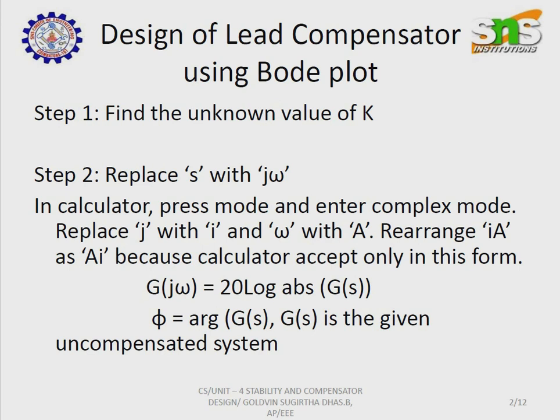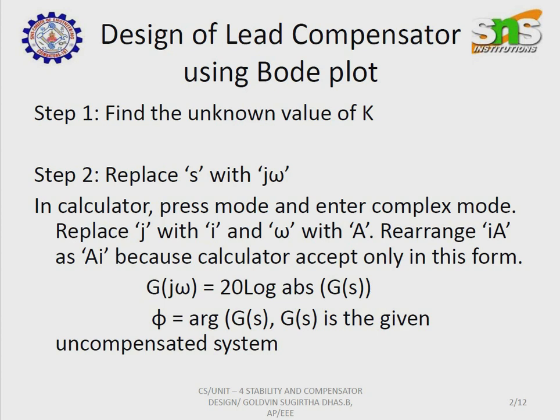So in the calculator we can press mode and enter into complex mode. And again we need to change one thing, that is replace j with i, since the calculator does not have a j tab, and omega should be replaced with a. And again we have to replace the order of i and a as ai, because the calculator will not accept this form.